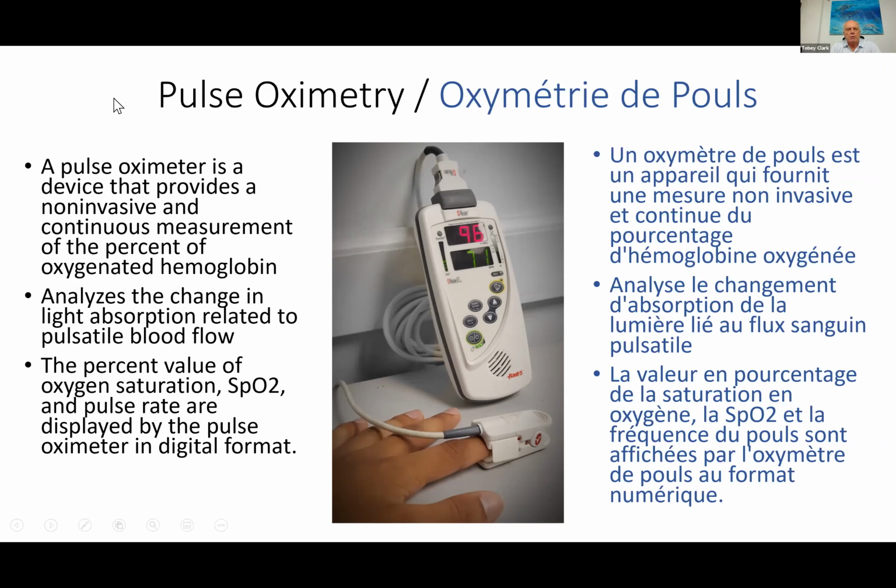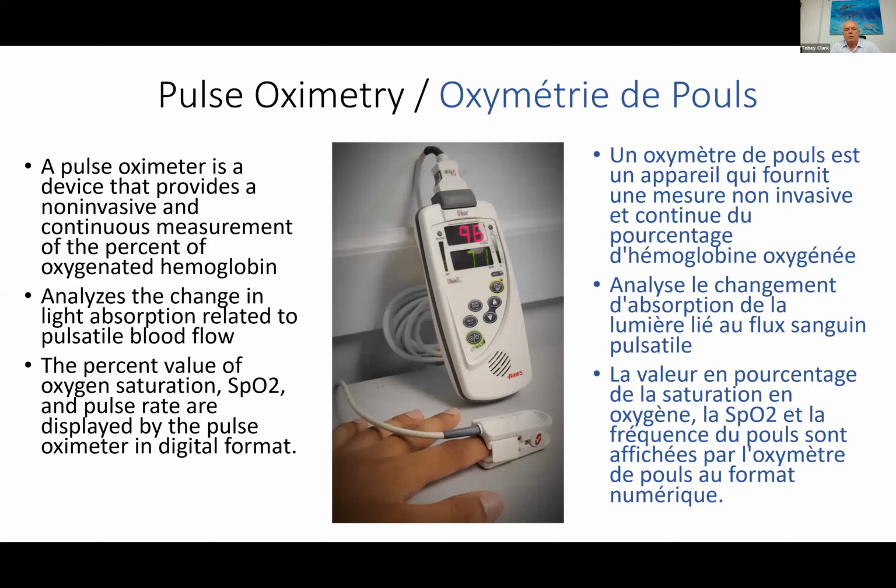So a pulse oximeter is a device that provides very non-invasive and continuous measurement of the percentage of oxygenated hemoglobin. So hemoglobin is your red blood cells, and oxygen is attracted to those red blood cells. And it analyzes the change in light absorption related to the pulsatile blood flow. So the percent value of oxygen saturation, or SpO2, is then displayed on this monitor along with the pulse rate, because the pulse is really a key element in making this measurement.